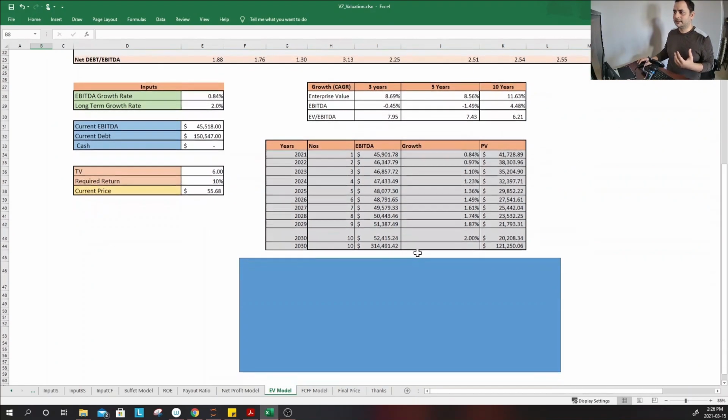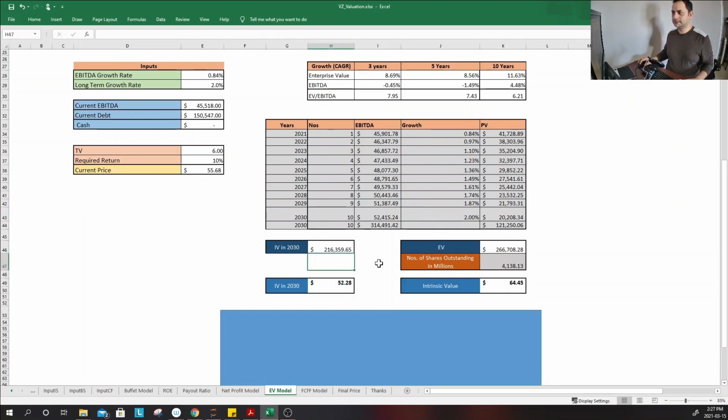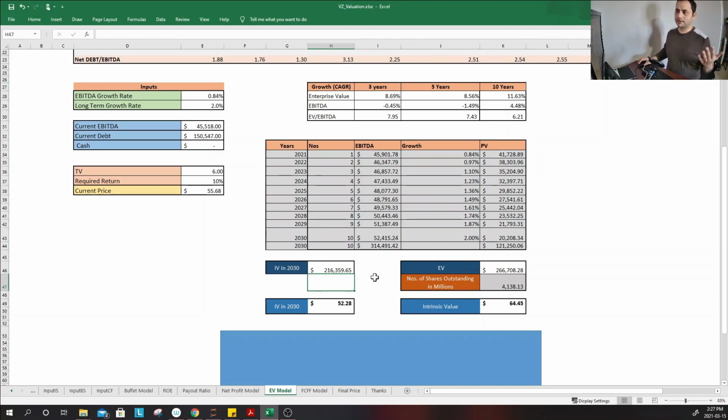So if I do the math, then this will be my $226 in present value terms. But in 2030, because of all this debt and all, the value of the stock will be this. So it seems like it will be depreciating because if I reduce the debt and all, it will be only 52.28. But in today's terms, right? So that's my price in 2030. So we still receive the dividend and all, but the price is down.